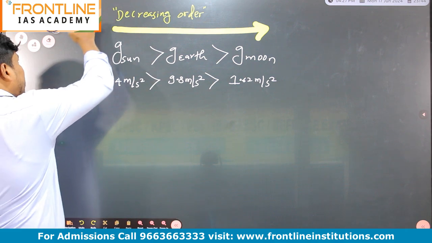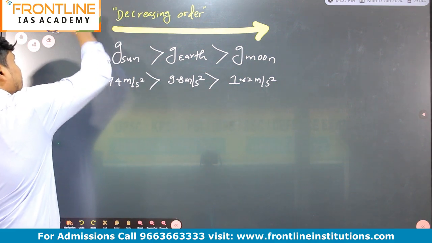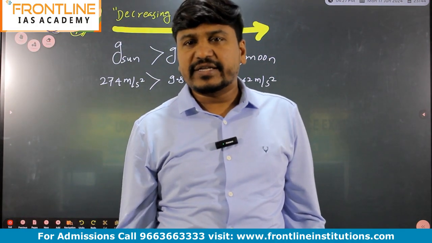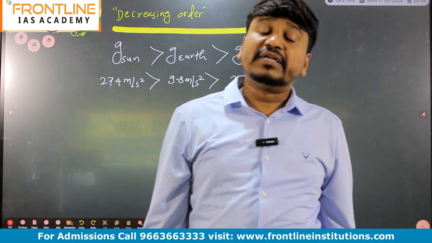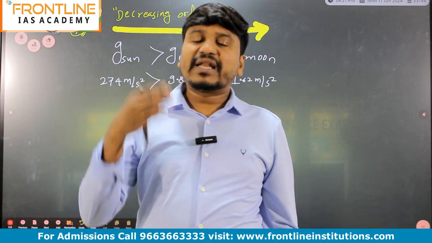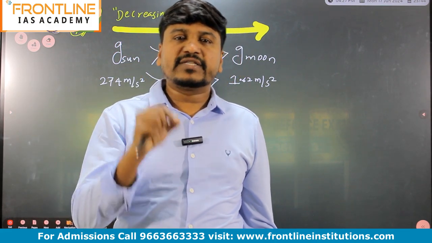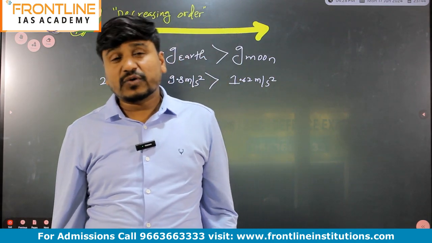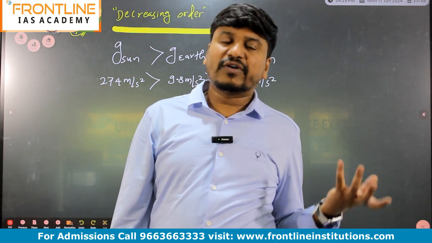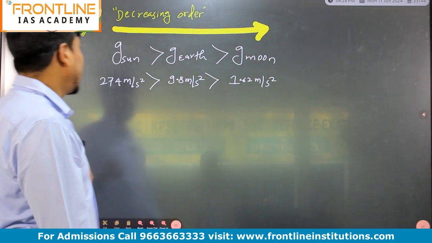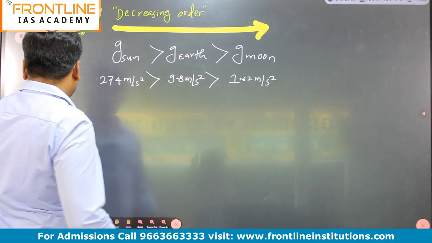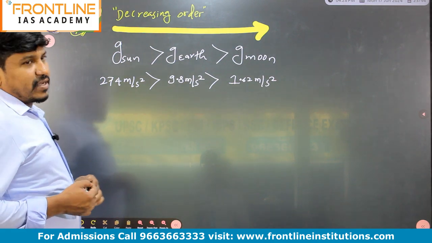And this is important for your prelims exam, IAS prelims exam. Very important. They'll ask such questions: arrange the following objects in decreasing order as per decreasing value of gravity. They can ask to arrange the following objects in decreasing order as per their density, or even gravity, or even mass also. So this is about the gravity, right?